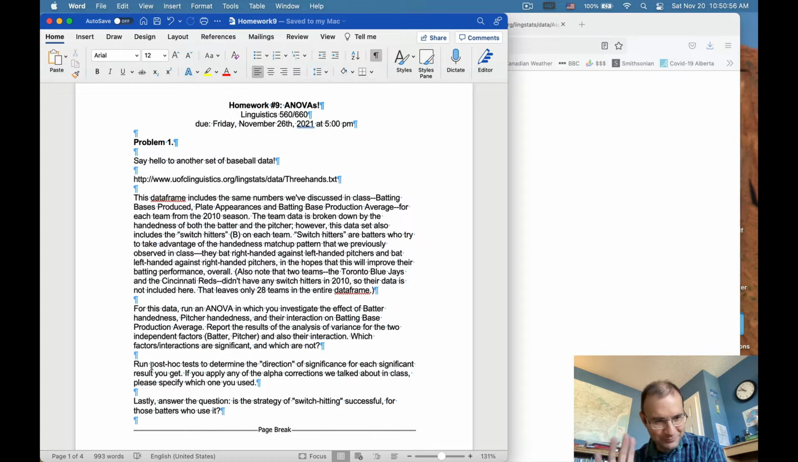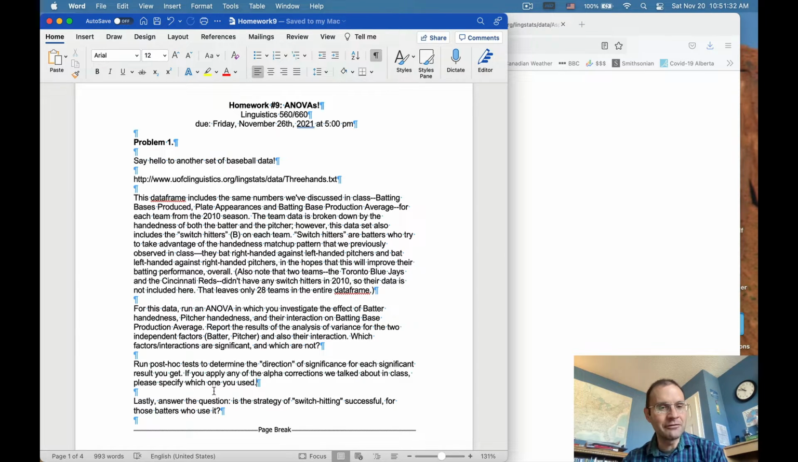Once you figure out what the significant effects are, run post hoc tests to determine the direction of significance for each significant result you get. And what I mean by direction is, if you get an effect of batter, are the right-handed batters doing better than the left-handed batters or vice versa? Just tell me which group has the higher overall mean than the others. You can figure that out based on the post hoc tests that you run. And when you do run those post hoc tests, you should be applying one of those alpha corrections we talked about in lecture. So please specify which one you used.